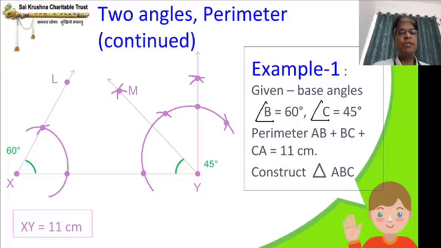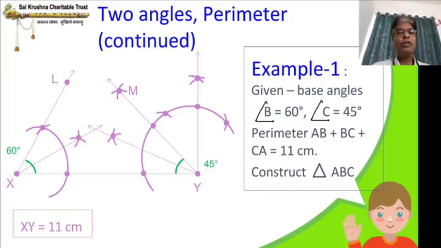First step is XY equal to 11 centimeter, given perimeter. Second step is drawing both the angles on the left side and right side from X and Y. Now carefully watch the third step. Third step is going to be a perpendicular bisector. Sorry, not a perpendicular bisector. The third step is angle bisector for X and Y. This is an angle bisector. There is another angle bisector on the right side.